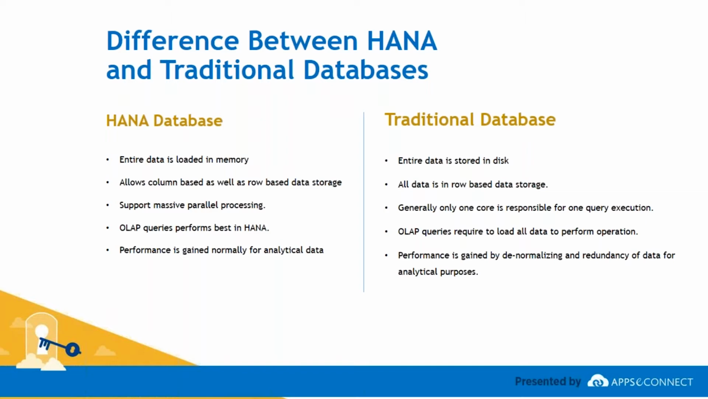Now let us differentiate between HANA and traditional databases. The first point, as we have already discussed, is that HANA uses RAM to hold the entire database. So if the size of the database is 1 TB, the amount of RAM required is also 1 TB. So HANA works entirely in memory, while most traditional databases store or retrieve the data from disk drives.